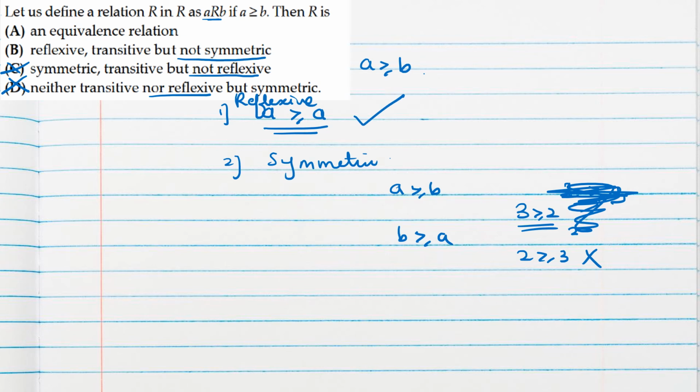Equivalence is not possible because symmetric is not satisfied, so no need to check transitive. Directly we can go with the B option, because we proved reflexive and not symmetric. That is clearly the B option. So it is not equivalence because symmetry is not fulfilled, and by this we come to our correct option.